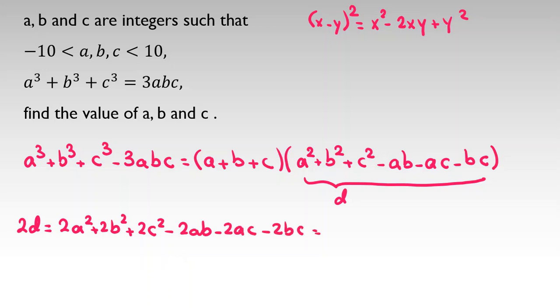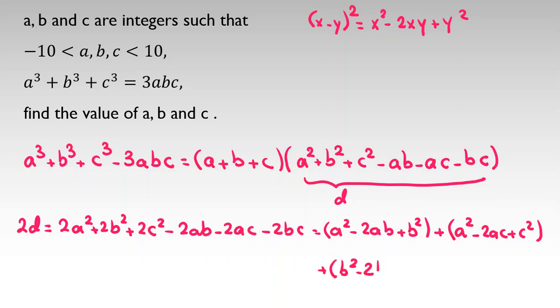If I rearrange this, I write a squared minus 2ab plus b squared. Next one, a squared minus 2ac plus c squared. Last one, b squared minus 2bc plus c squared. So we can see we have 2a squared, 2b squared, 2c squared, negative 2ab, negative 2ac, and negative 2bc on both sides. So it is equal.